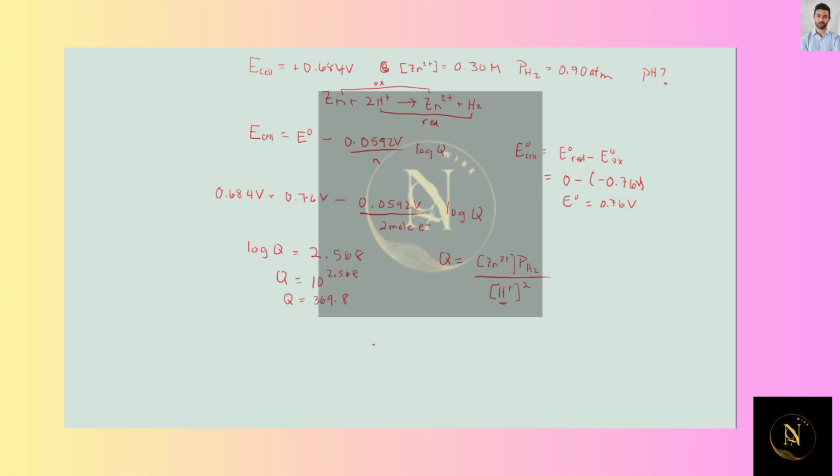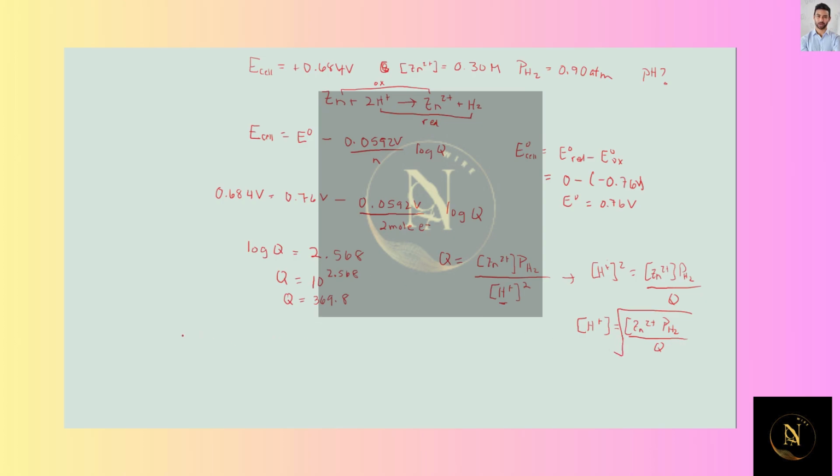So I'm going to solve that algebraically first for H+. I can multiply the H+ squared over to that side and divide by Q, and I would get that H+ squared is equal to Zn2+ times the pressure of hydrogen over Q. But I want the H+ just as a regular value here, so H+ is equal to the square root of all that: Zn2+ times the pressure of hydrogen all over Q, and it's the square root of that whole thing.